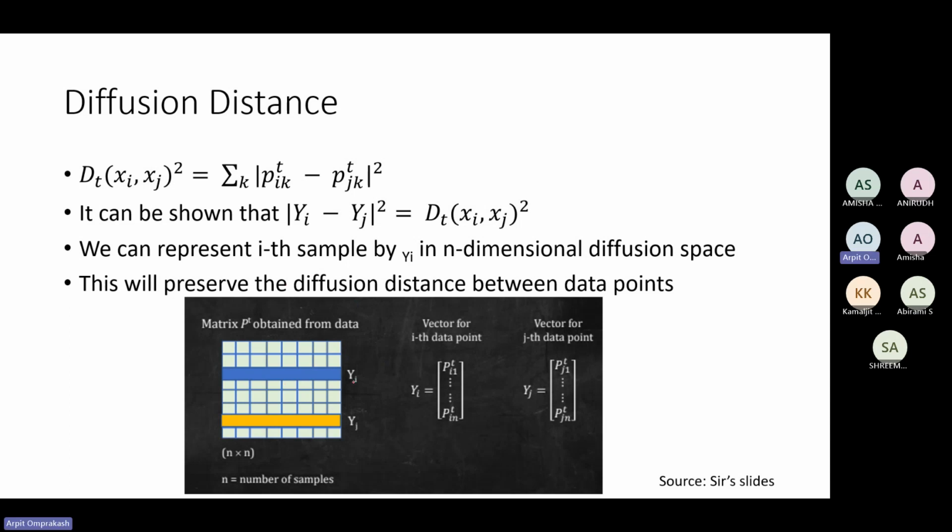So it can be shown that if we take these two samples and take the Euclidean distance between them, then that is the same as this diffusion distance, right? So basically this now becomes the vector for the ith data point, and this becomes the vector for the jth data point. And now we'll be able to represent our data in n-dimensional space using this yi, yj. So we represent all of this in n-dimensional space because this has dimensions of n, and we can represent it in n-dimensional space where n is less than the initial dimensions of the data.